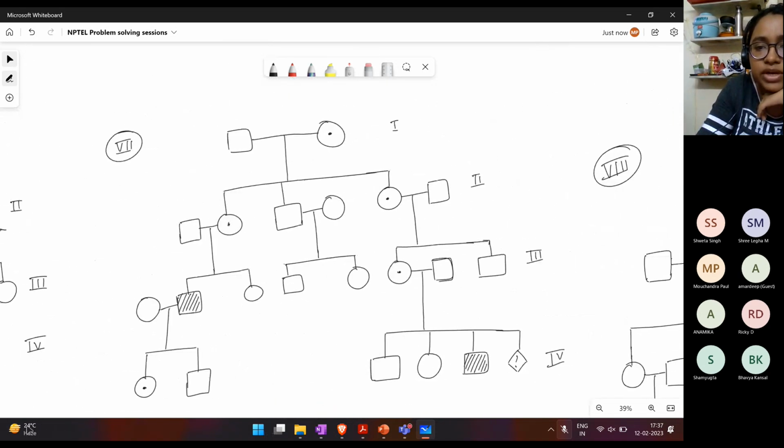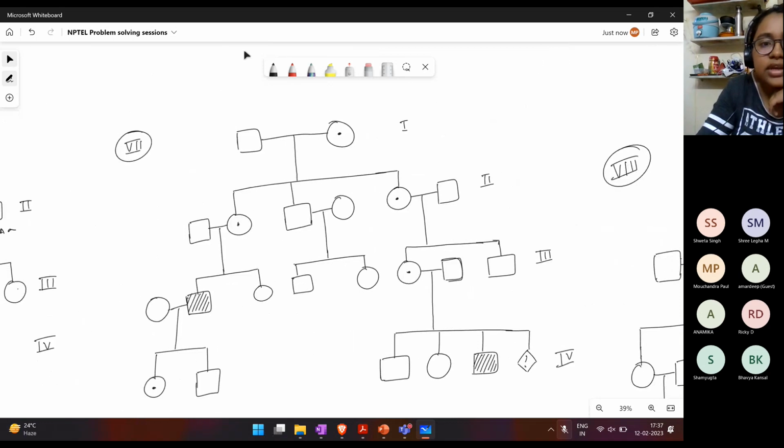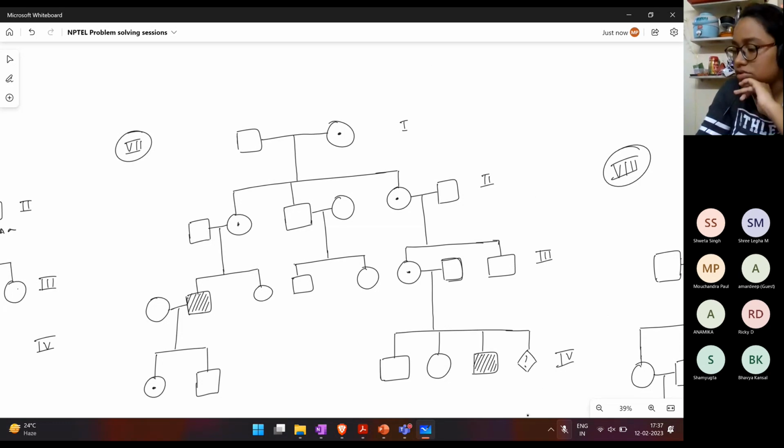Now, this is another pedigree that you are given. And again, I ask you to go through this pedigree and guess what the pattern of inheritance will be. The previous two pedigrees must be clear to you, right? We could easily determine how they were autosomal recessive and autosomal dominant. I hope the concept is clear to you all.